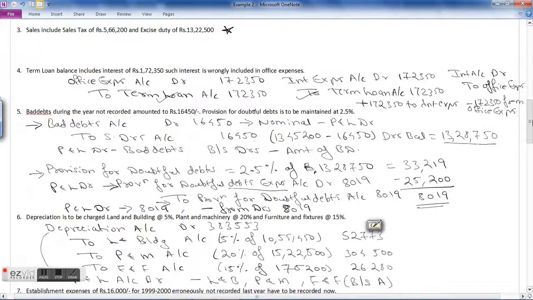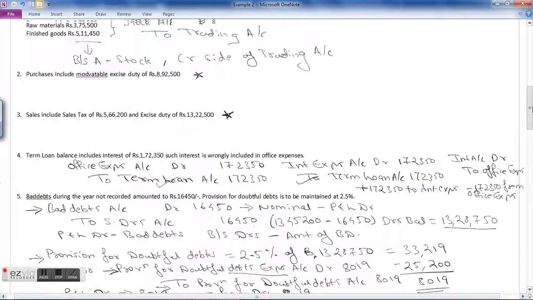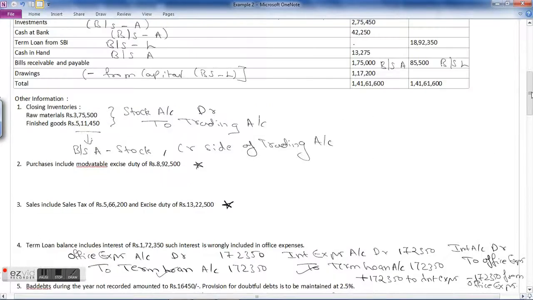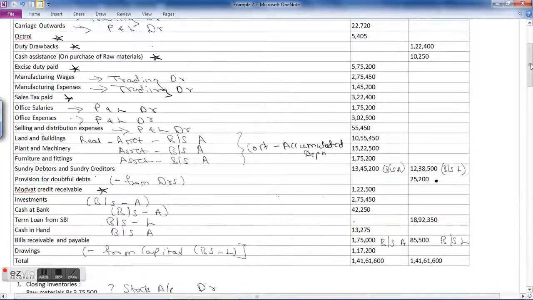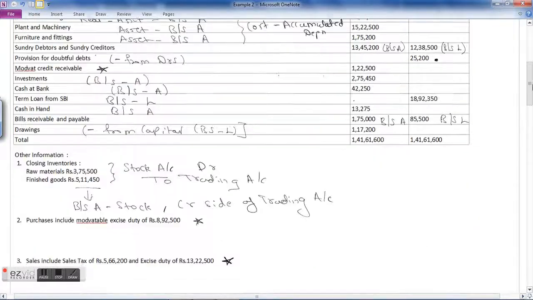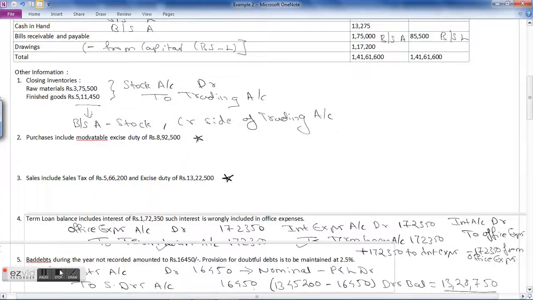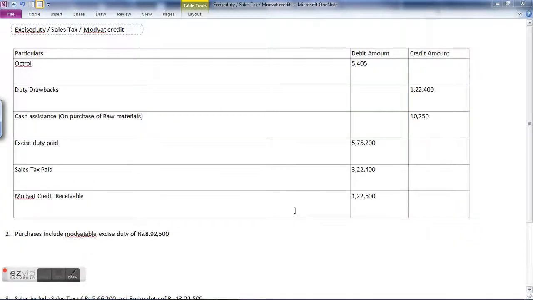Okay, now we have completed all the adjustments and all the items in the trial balance except for the taxes, duty drawbacks, MODVAT, excise duty. Okay, so what I'll do is I'll take all these items which are star marked in a separate sheet and we'll discuss this one by one. Now all this adjustment related to taxes, excise duty, octroi, we have taken it separately. We'll analyze it one by one.